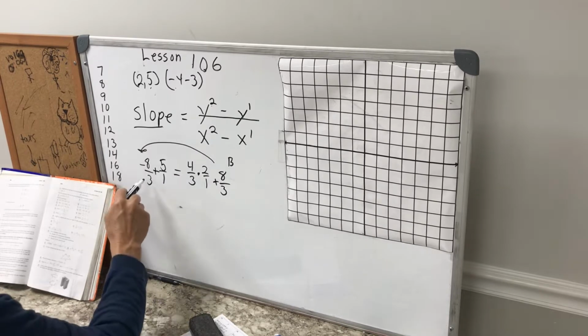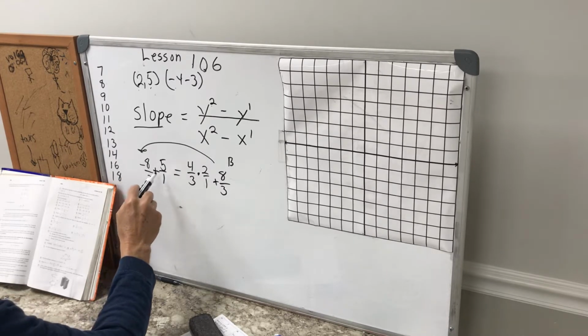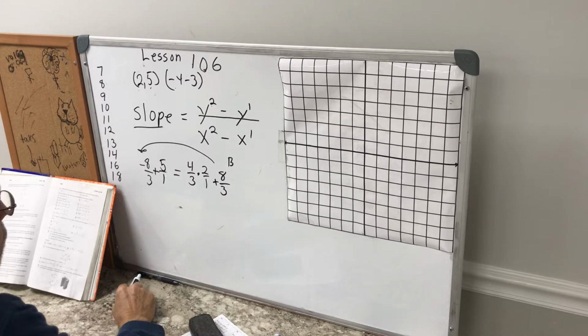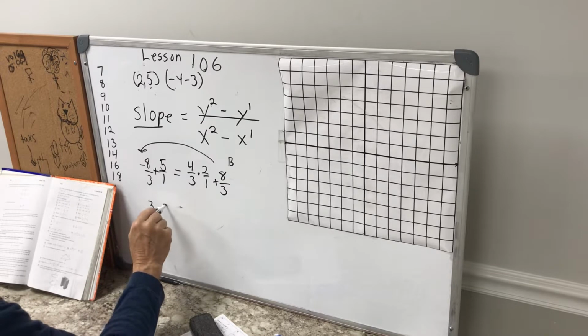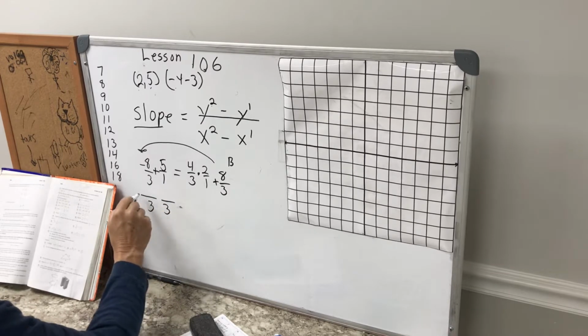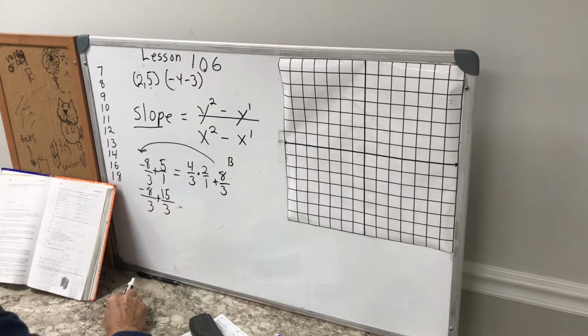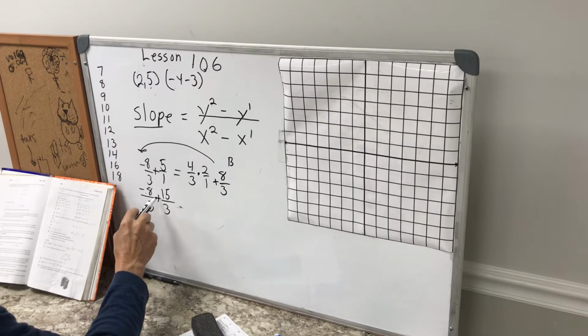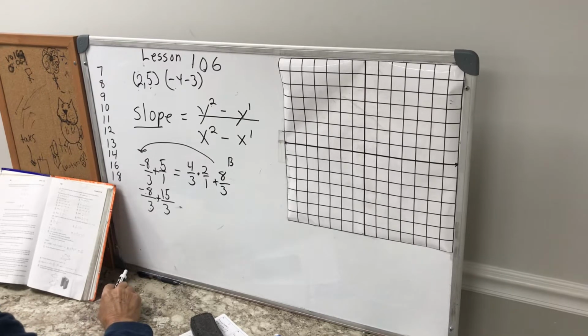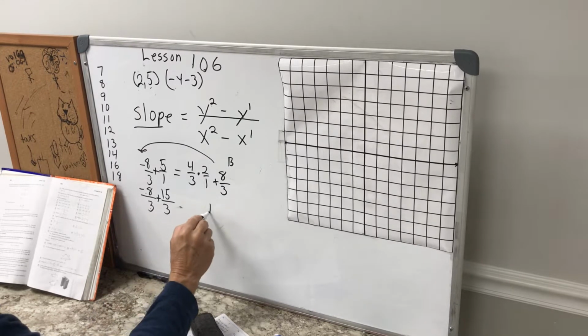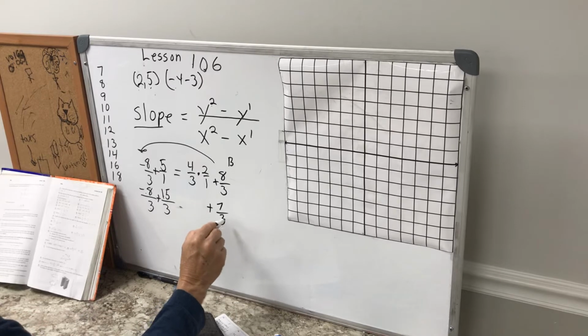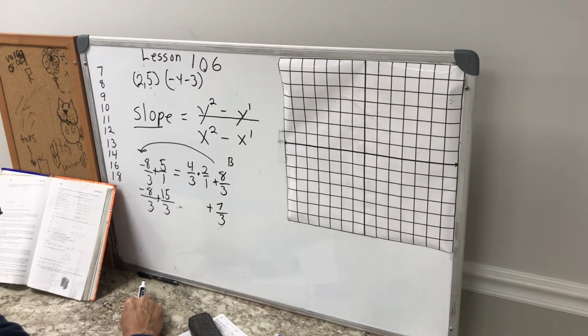So we're adding a negative 8 over 3 and a positive 5 over 1. Of course, the first thing we have to do is get common denominators. So the common denominator is going to be 3. So I got negative 8, and this goes into this. That's going to make this a 15 over 3. Negative 8 over 3 plus positive 15 over 3 becomes a positive 7 over 3. And we have just solved this equation.